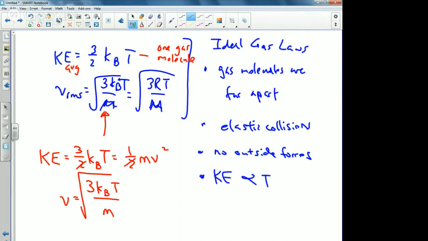But rather than using m, which is the mass of the gas molecule, for some reason on the reference table they represent it with a mu. But the mu still just means the mass of a gas molecule.